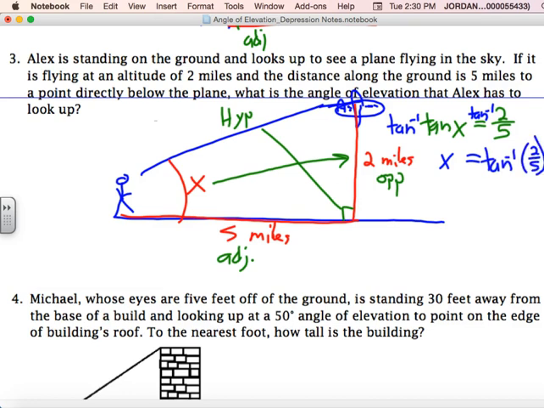The inverse tangent is the tangent button, but you have to hit the blue second button first. So we hit second, tan, 2 over 5, and it gives us 21.8. So our angle of elevation is 21.8. And on this problem, since it's an angle, it's a degree. So 21.8 degrees is our angle of elevation.